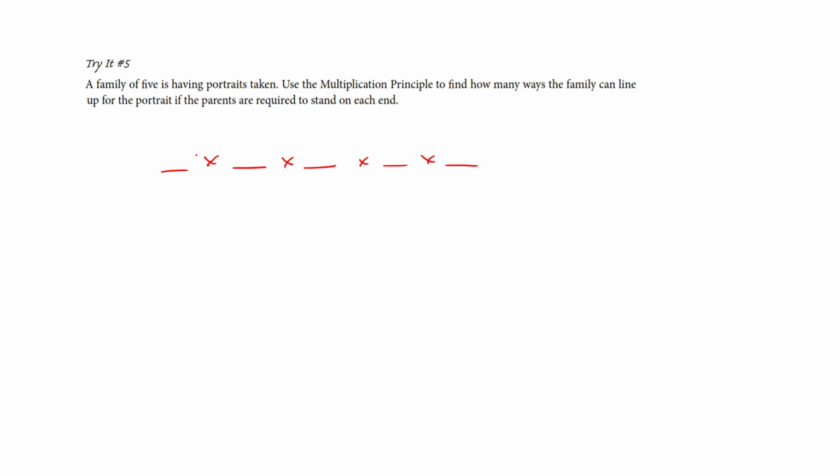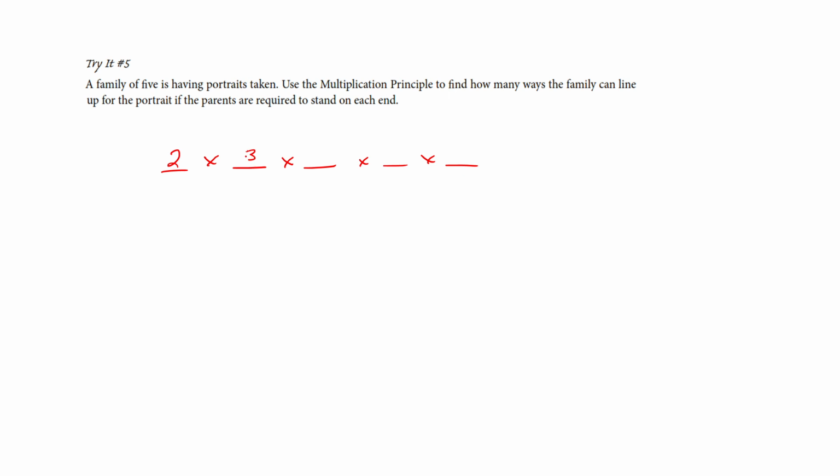Okay, so how many possible parents could be standing here on the left side? Well, there's 2. Maybe it's mom, maybe it's dad. So we got 2 possibilities there. Okay, well, somebody is standing there. That leaves 3 possible choices.